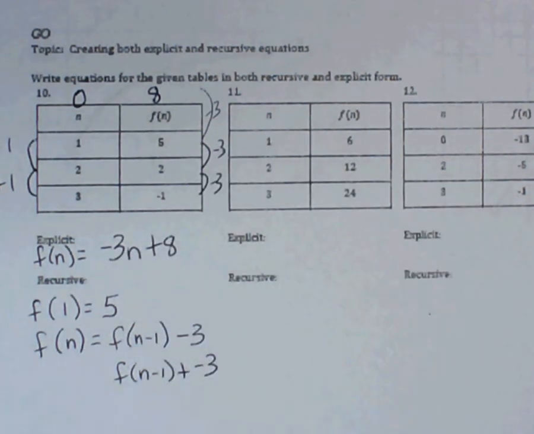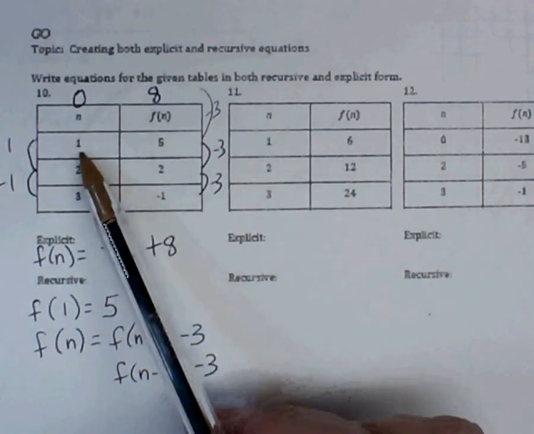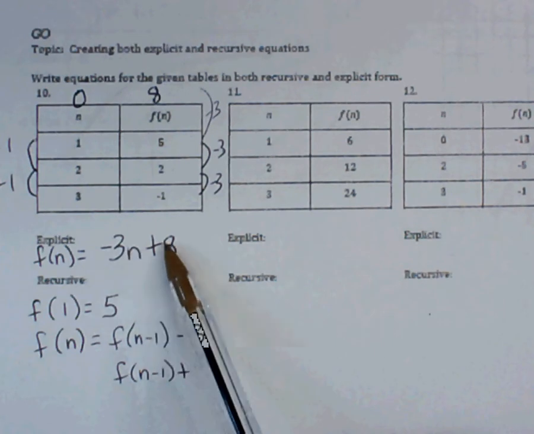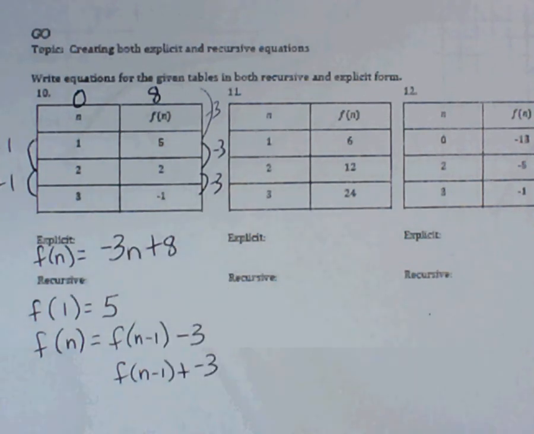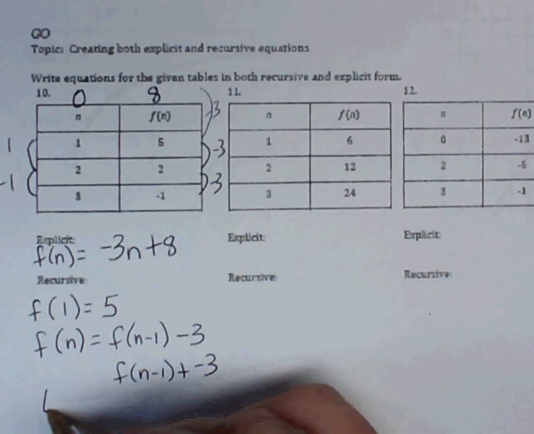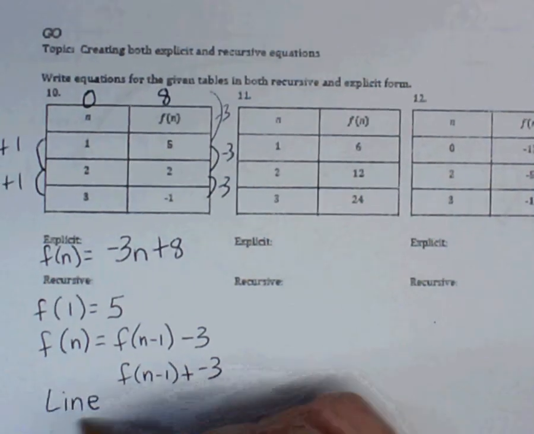And then I kind of check my work by plugging in a point. Negative 3 times 1 is negative 3. Negative 3 plus 8 is 5, so I think I'm right. All right, so that's linear. Has the word line in it, linear.